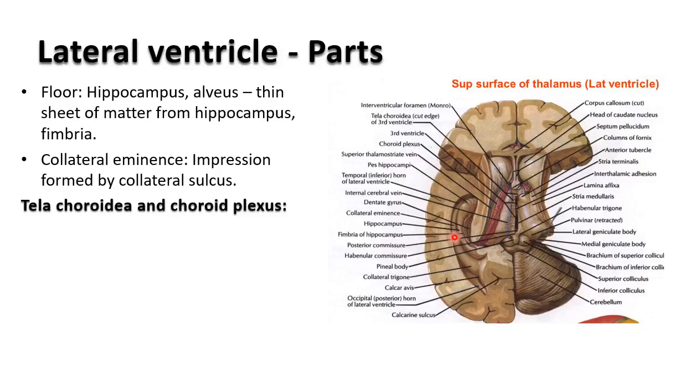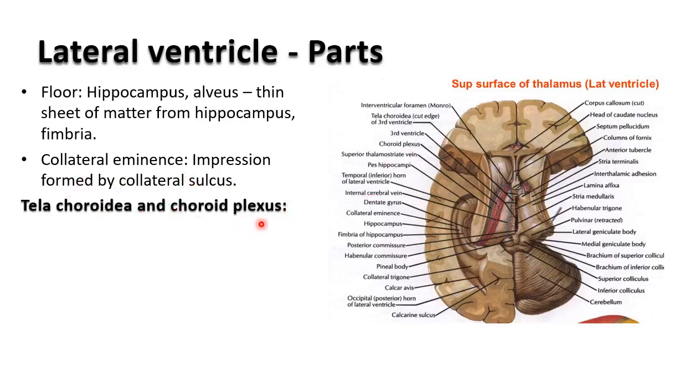Now coming to the tela choroidea and choroid plexus. As we have discussed with the other ventricles, the tela choroidea is a double layered fold of pia mater, which projects laterally from the midline. When the pia mater invaginates from here, it invaginates laterally, and along with it brings a capillary plexus which is called the choroid plexus.